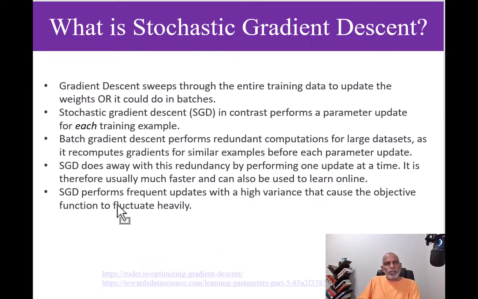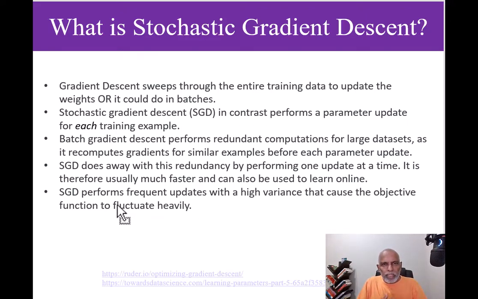Now I also want to define what is meant by stochastic gradient descent. Gradient descent sweeps through the entire training data to update the weights, or it could do it in batches. You remember in my first example, I was taking one observation and showing you how the calculation was done. But if I have 10,000 samples, then I have to do it for 10,000 samples.